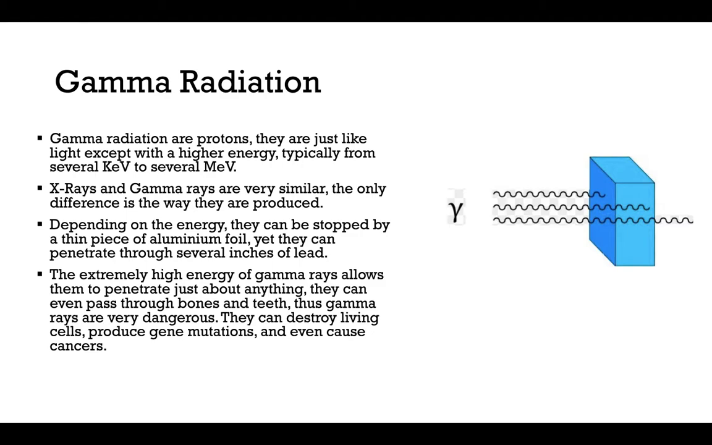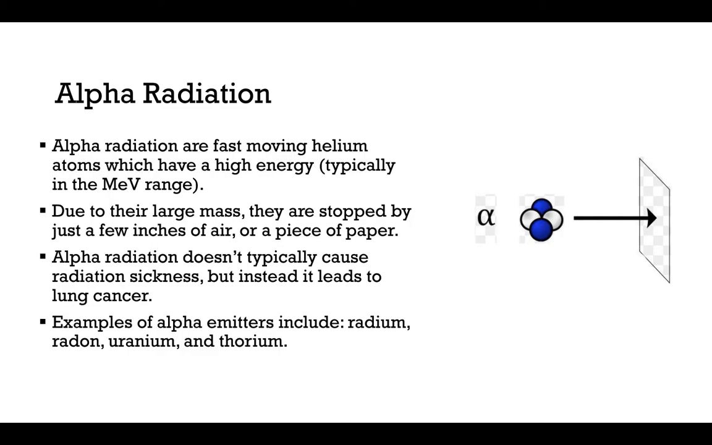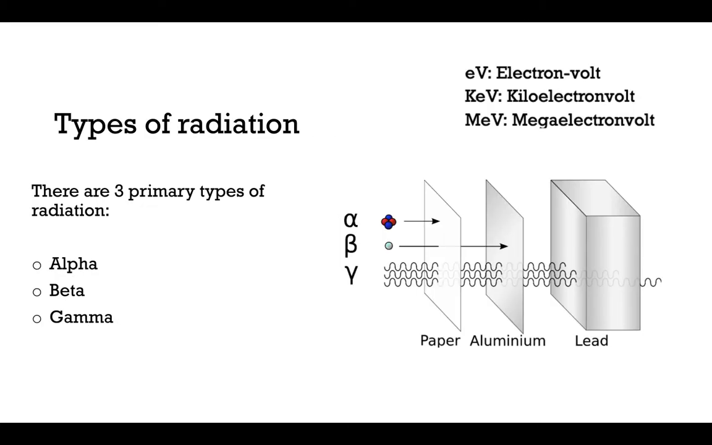Depending on the energy, they can be stopped by a thin piece of aluminum foil, yet they can penetrate through several inches of lead. The extremely high energy of gamma rays allows them to penetrate just about anything. They can even pass through bones and teeth. Thus, the gamma rays are very dangerous. They can destroy living cells, produce gene mutations, and even cause cancers. So, in conclusion, we know that the gamma radiation is the most dangerous and the alpha radiation is the least dangerous.